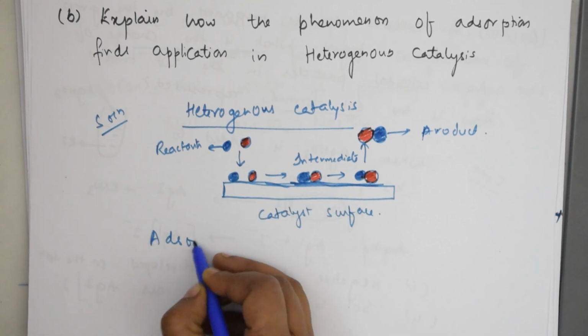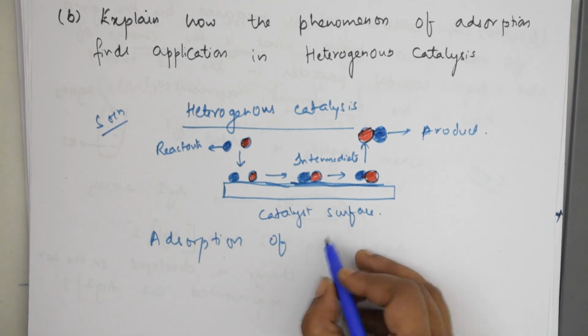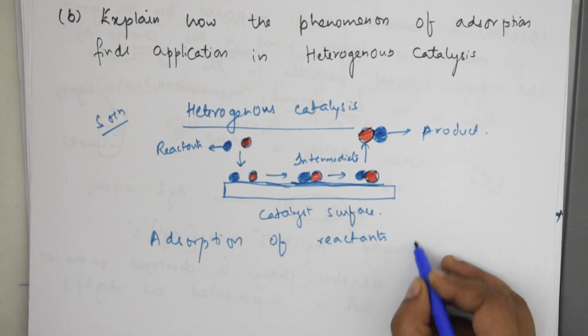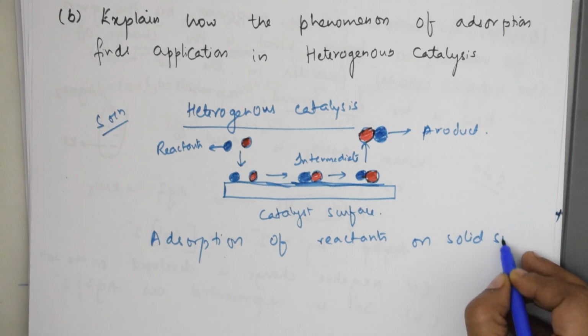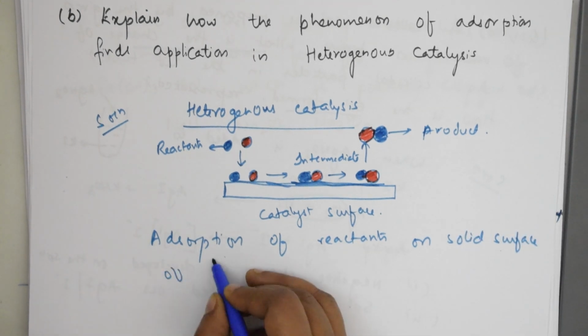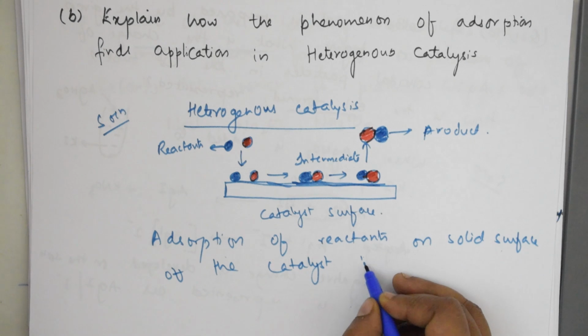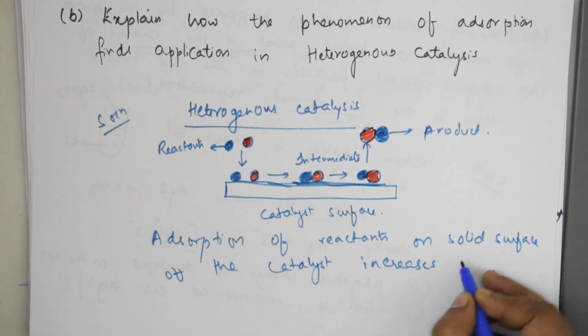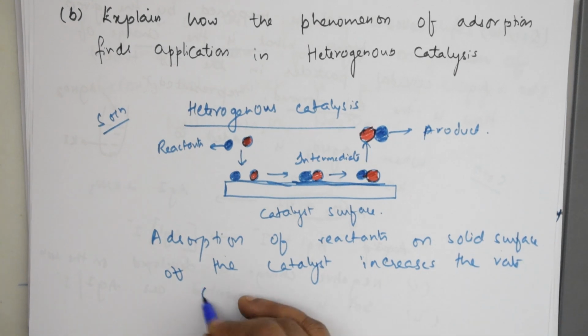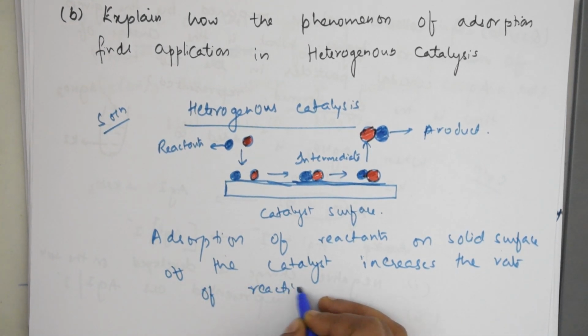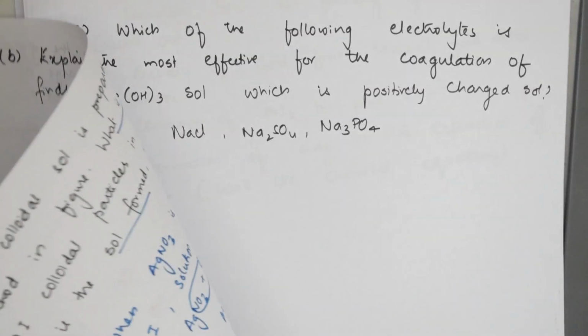You write: adsorption of reactants on solid surface of the catalyst increases the rate of reaction. That's it. You are going to write the answer like that. This is what the examiner wants you to express. Show the phenomenon and finally write it increases the rate because it adsorbs to the surface of the catalyst. Done.